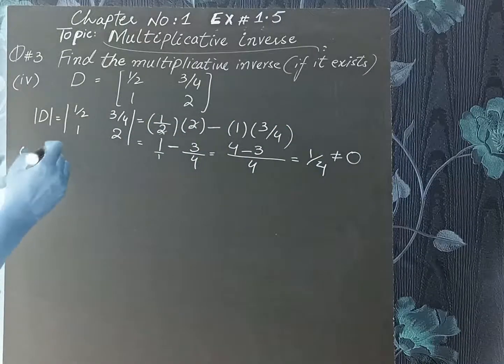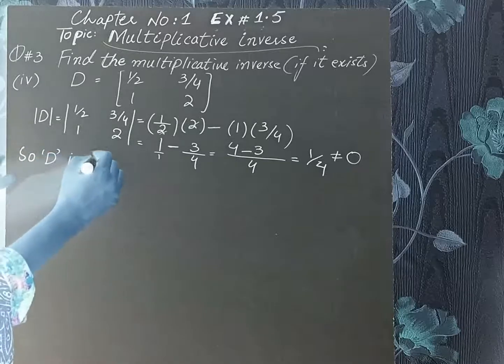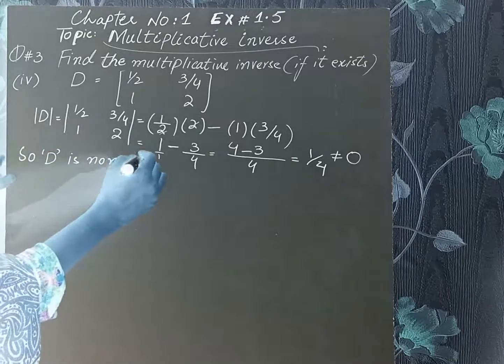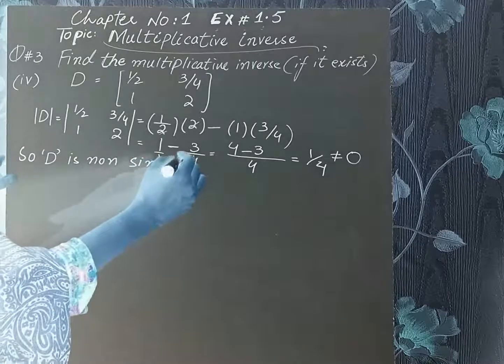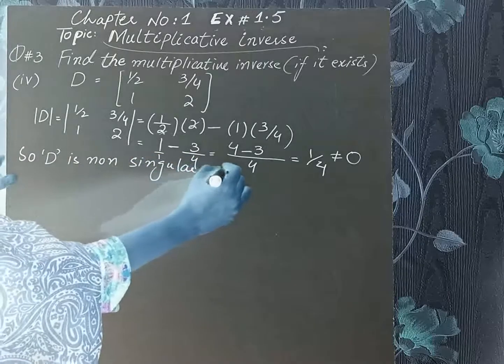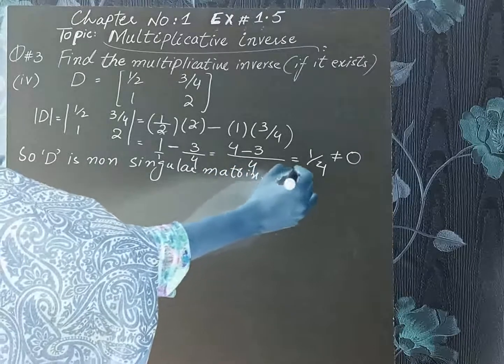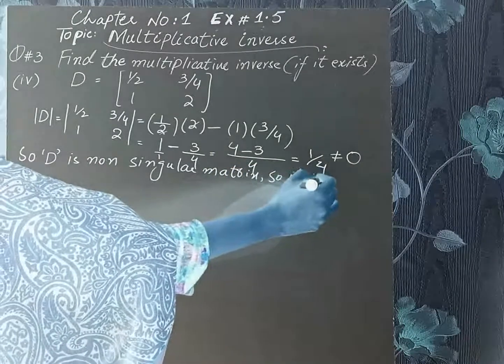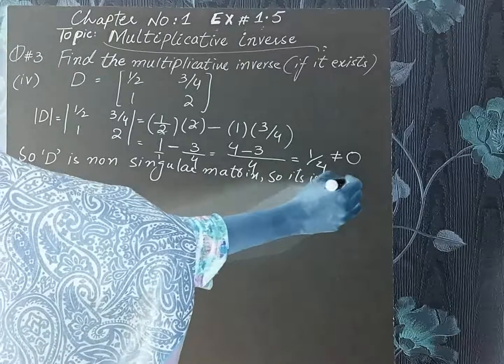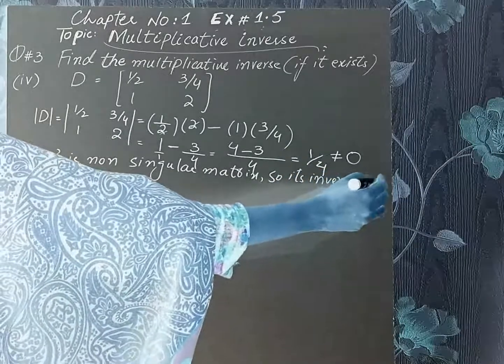So we can write here that D is a non-singular matrix. So its inverse, the multiplicative inverse, exists.